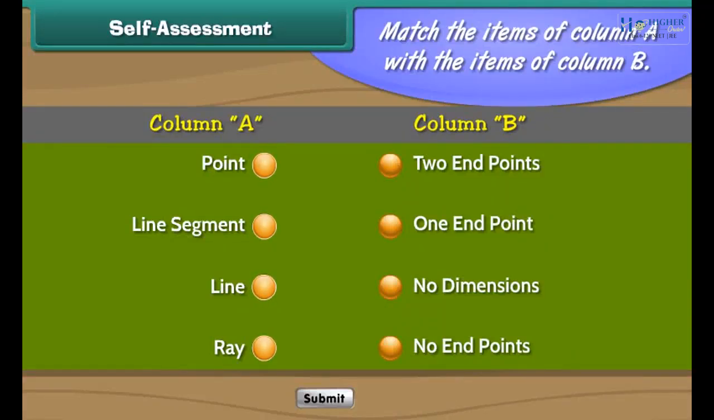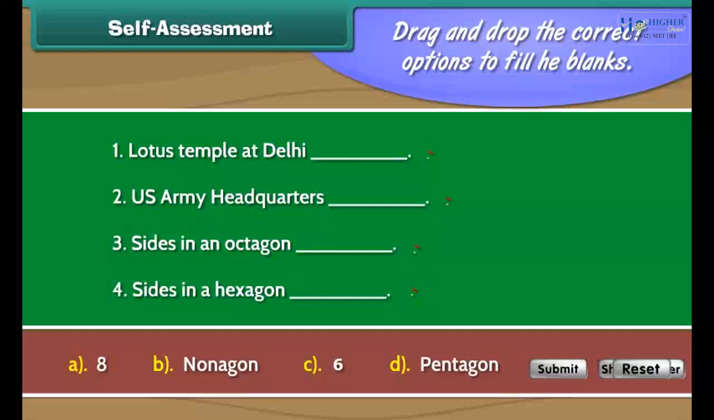Self-assessment. Match the items of column A with the items of column B. Self-assessment. Drag and drop the correct options to fill the blanks.